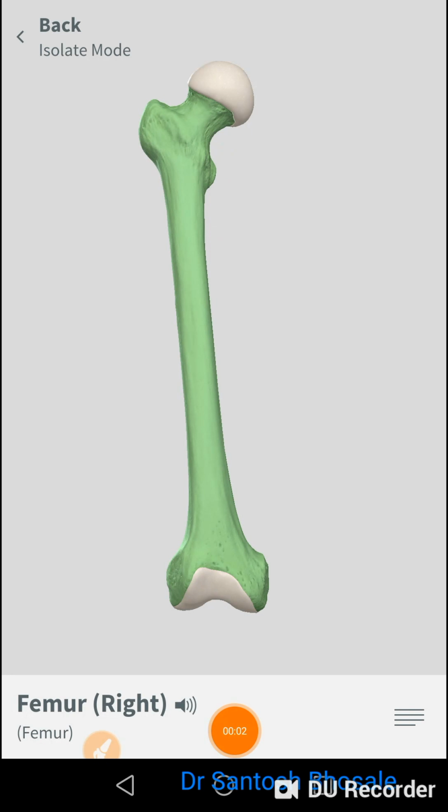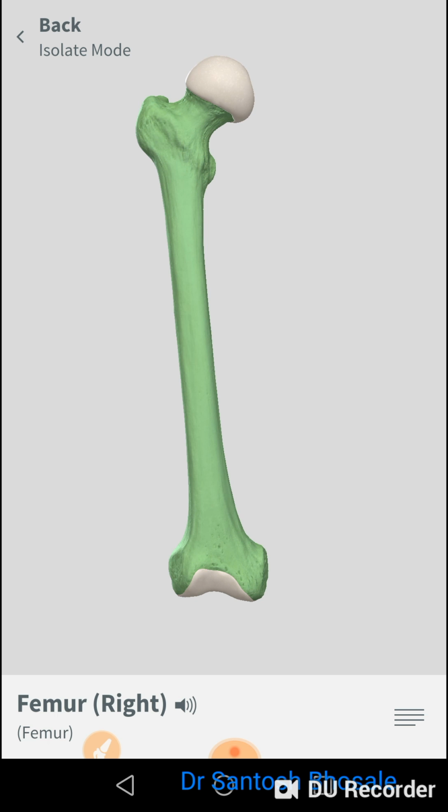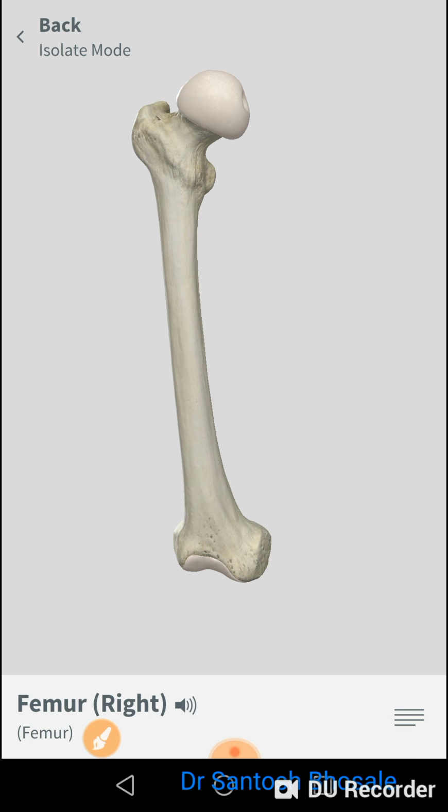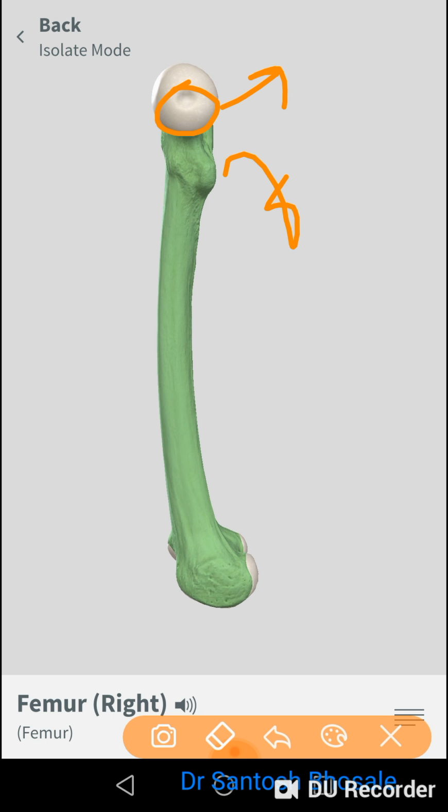Coming to the head, the head forms more than half of a sphere and it is directed medially, upwards and forwards, whereas the head of the humerus is directed medially, upwards and backwards. Below and behind the midpoint of the head, or center of the head, it presents a depression here. This is called the Fovea Capitis. Fovea means depression, Capitis means head.